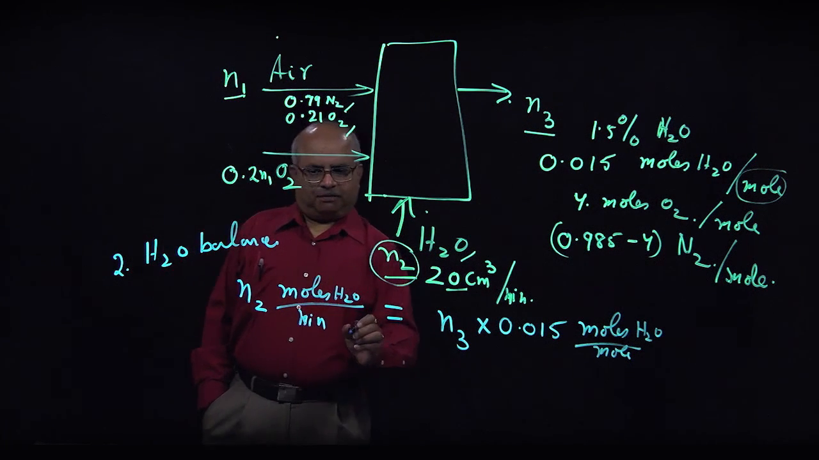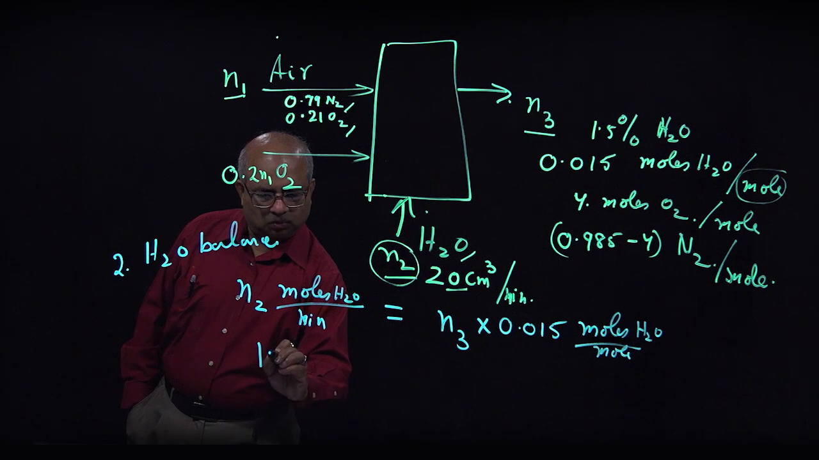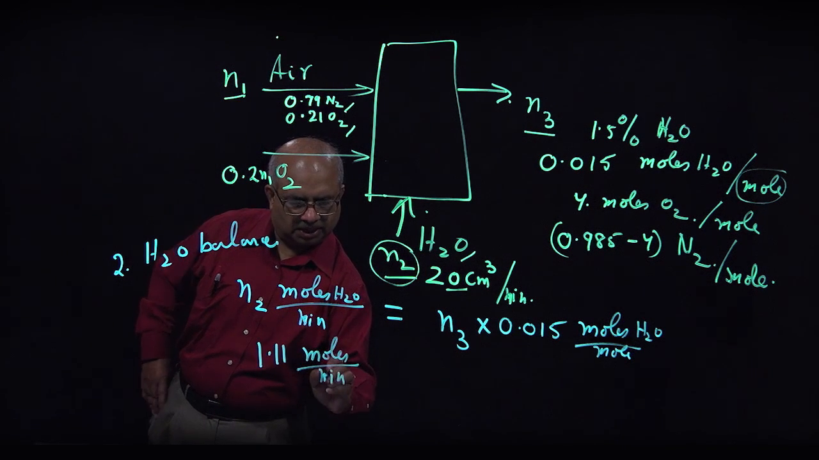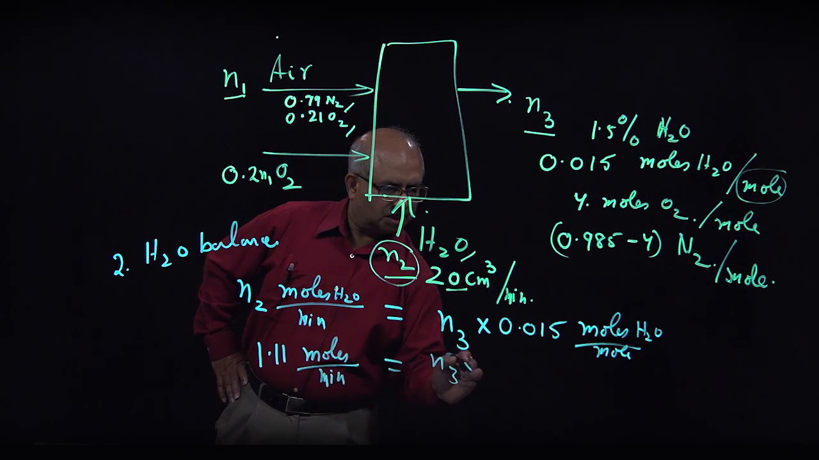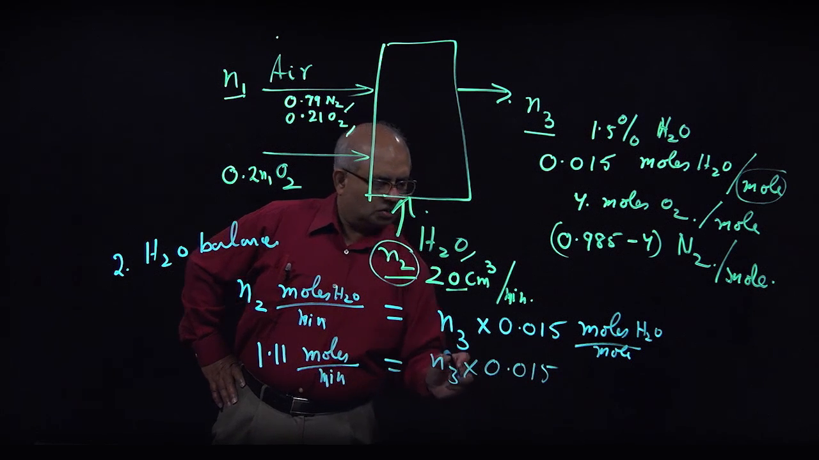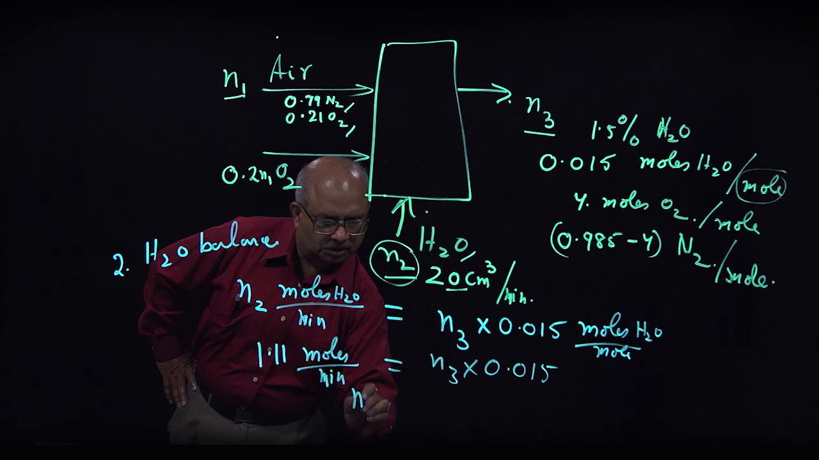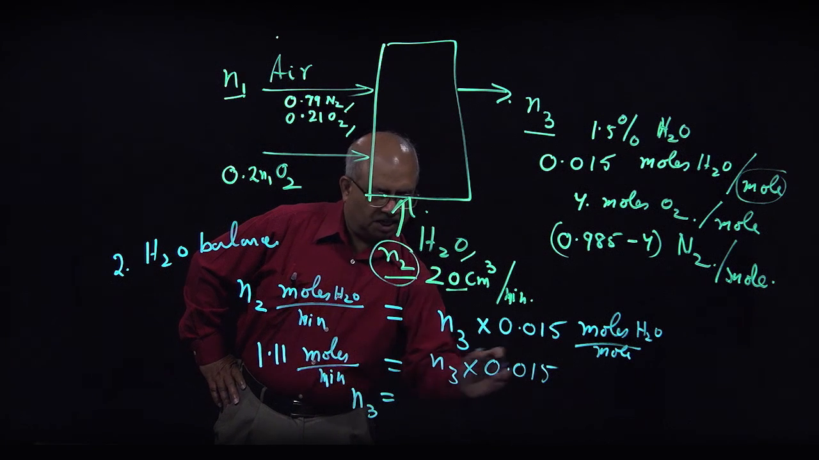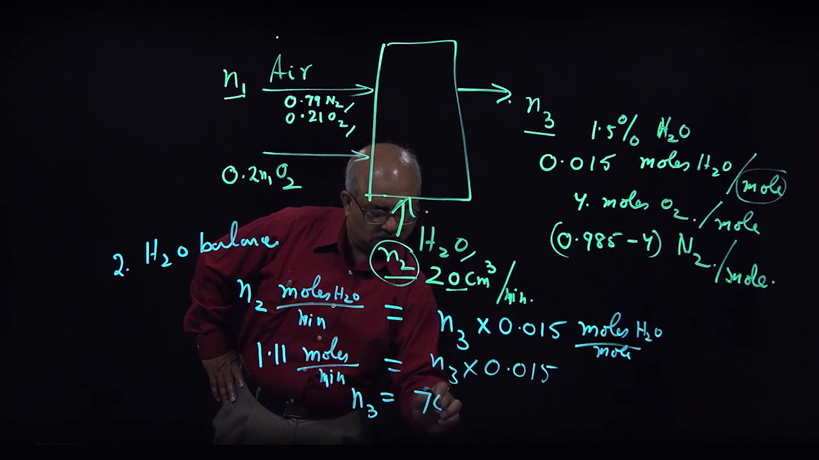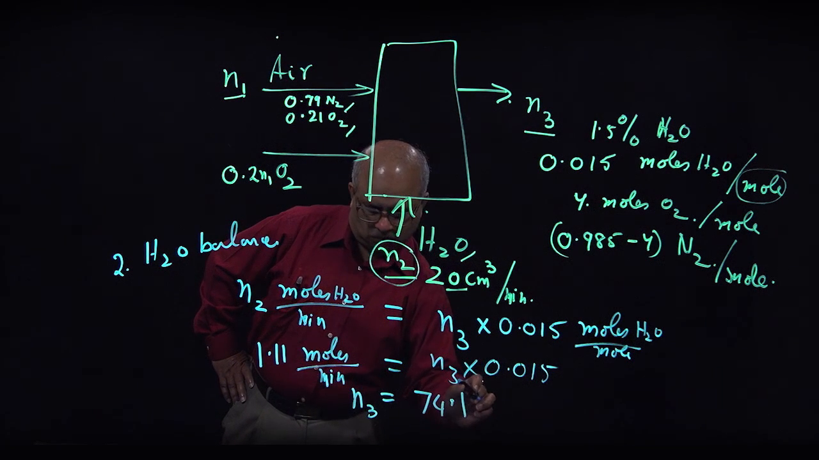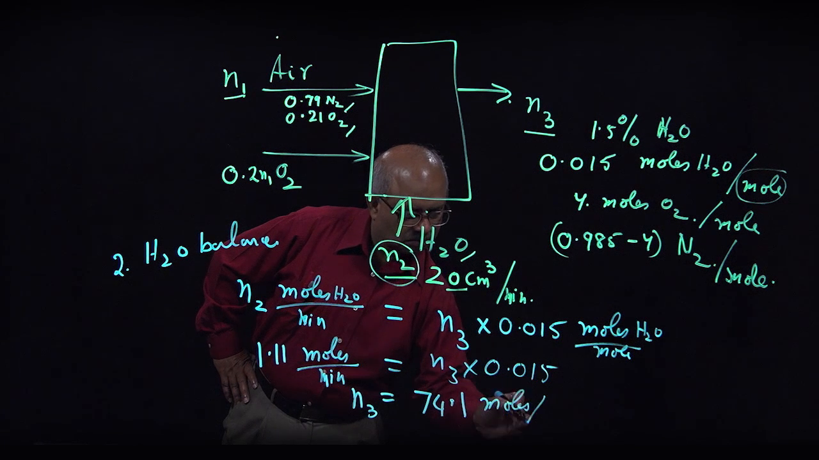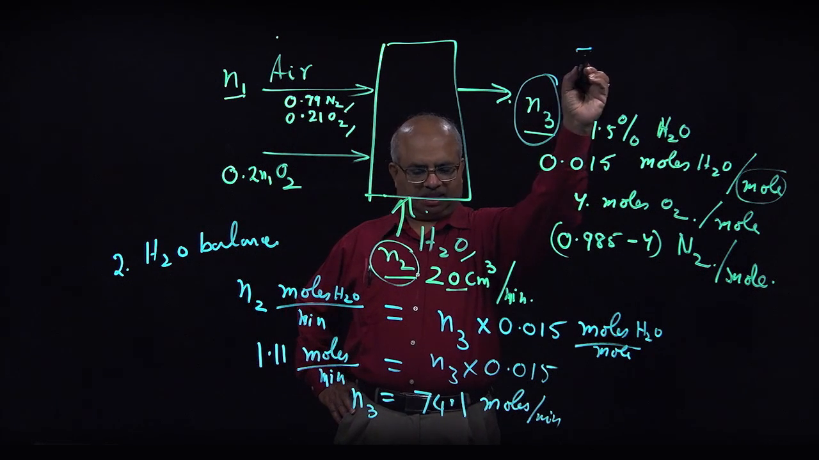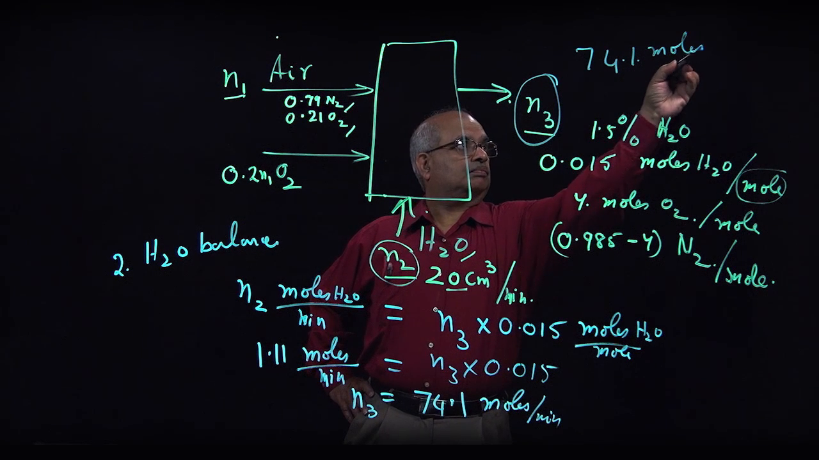So now, we know this value, which is 1.11, we calculated 1.11 moles per minute. This is the flow rate, right? This is equal to N3 times 0.015. So we can calculate N3. N3 is equal to basically 1.11 divided by 0.015. That gives us 74.1 moles per minute. This is the flow rate. So this is the total flow rate, which we calculated to be 74.1 moles per minute.